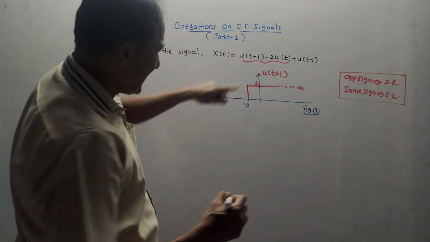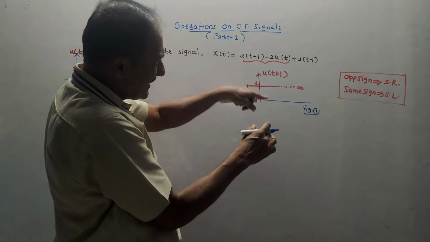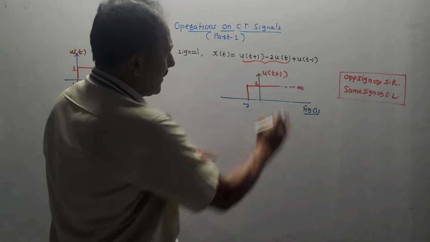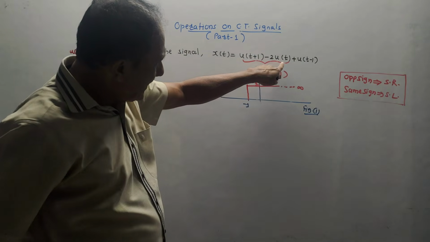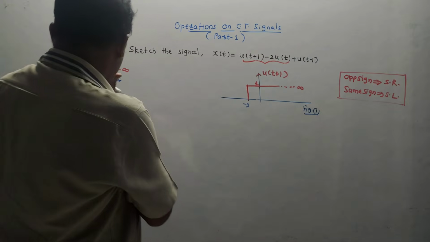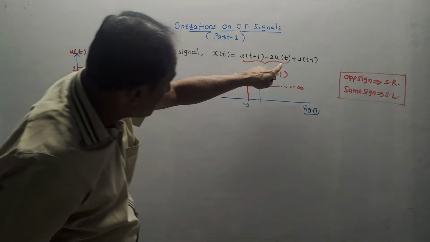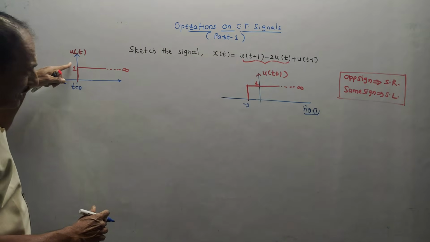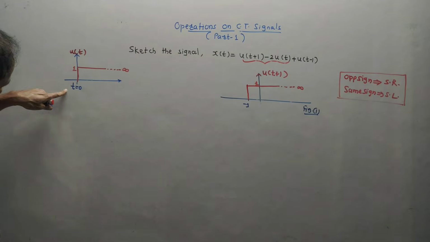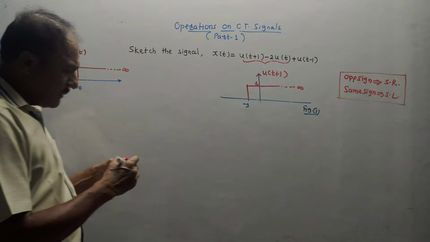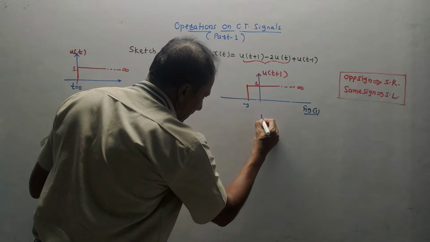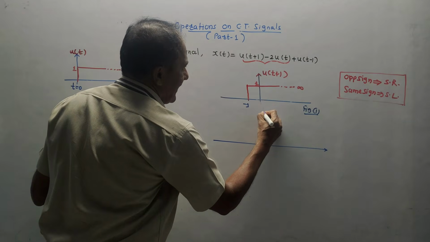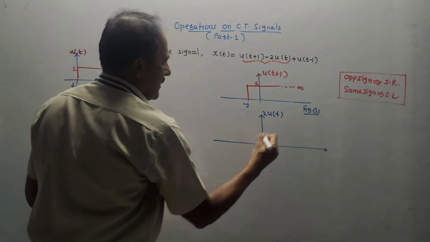Next, minus. I have to subtract another diagram from this diagram, that is minus 2 u of t. Skip this 2 aside. Minus u of t. U of t is the same signal, but it is multiplied with 2. That means its amplitude is multiplied with 2. Its amplitude is 1. If it is multiplied by 2, the amplitude becomes simply 2. So I will draw another diagram, that is 2u of t.